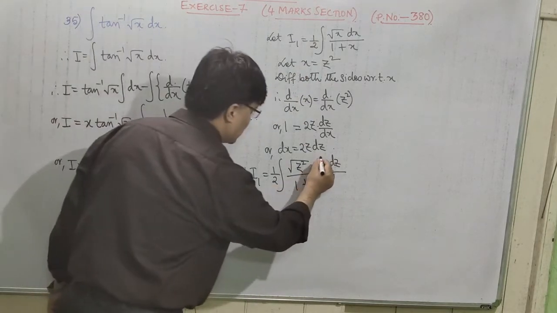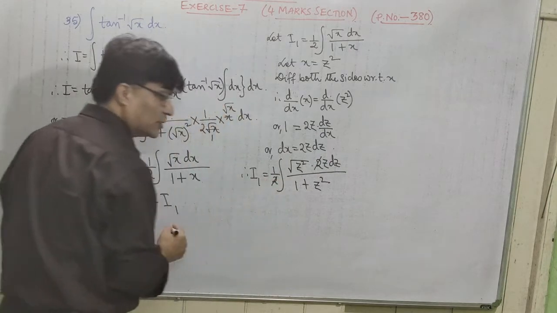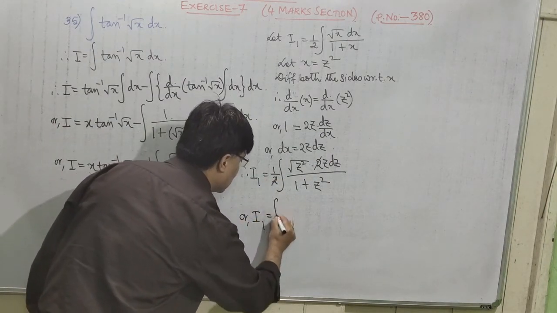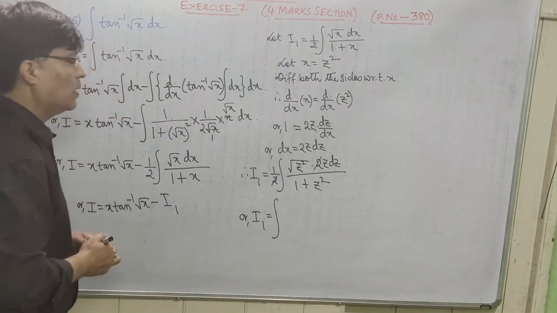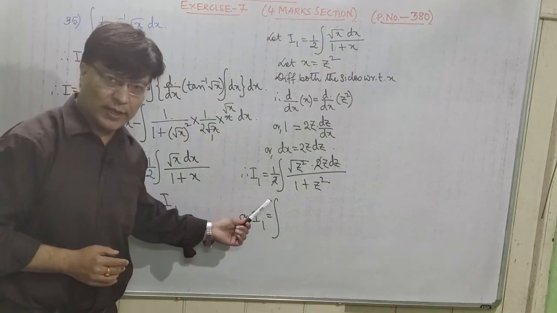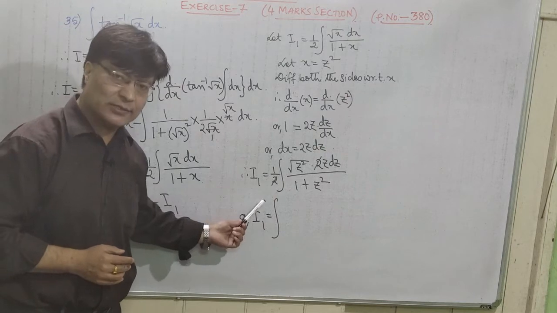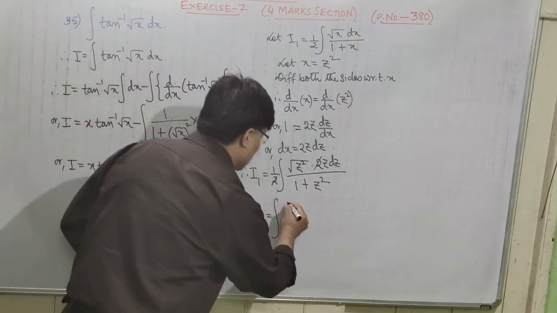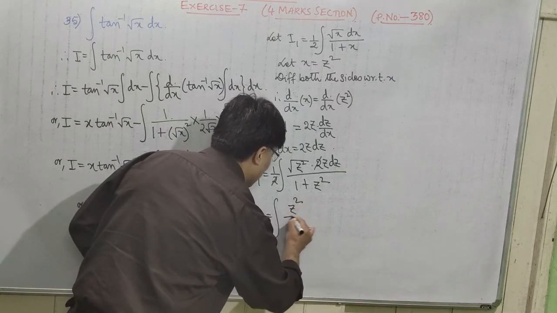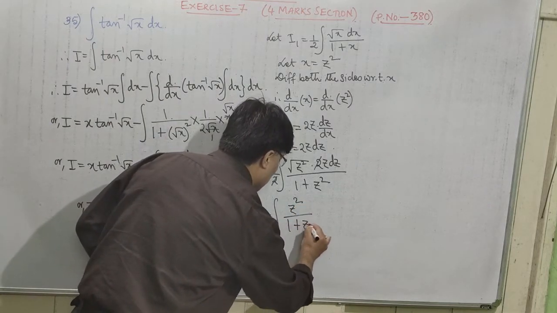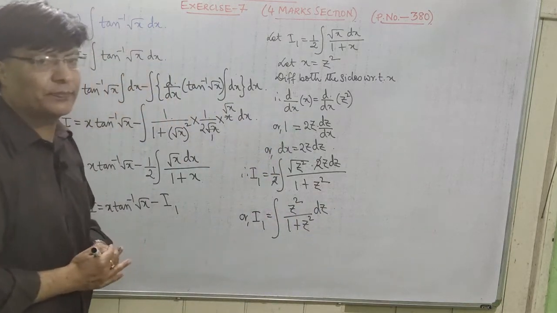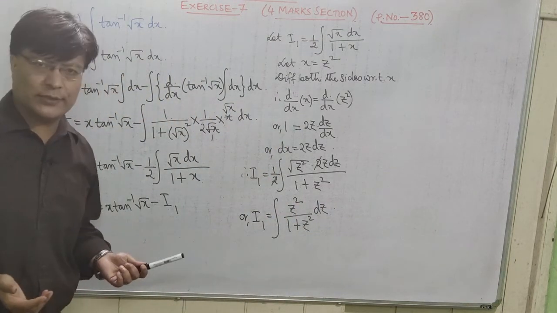1 plus z square. So here the 2 gets cancelled. Okay, so I1 is equal to the integration of, what is the square root of z square? The 2 gets cancelled. What is the square root of z square? That is your z. So z into z is z square divided by 1 plus z square. Then what do we write? dz. So I think you have understood it.